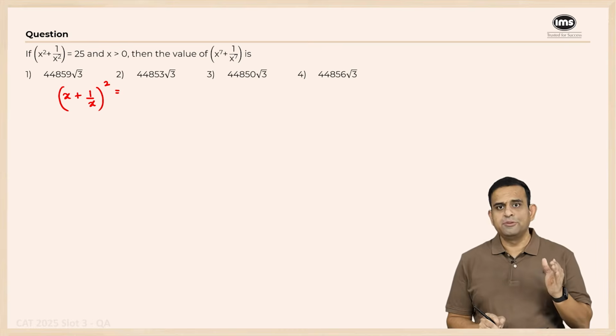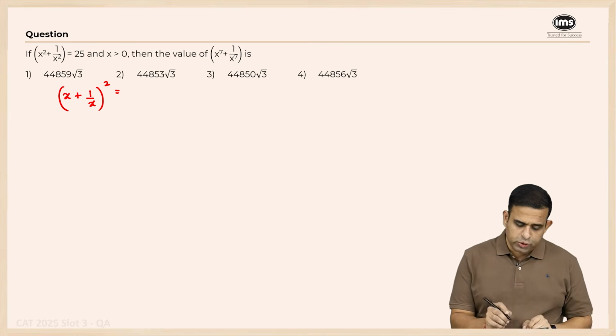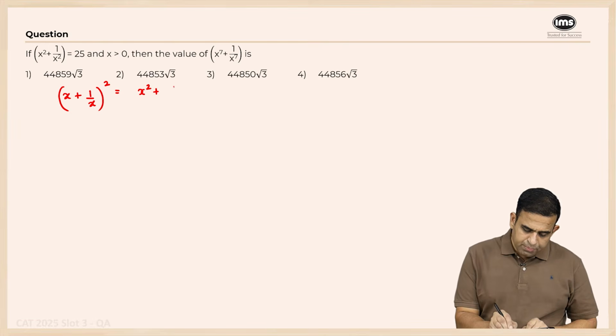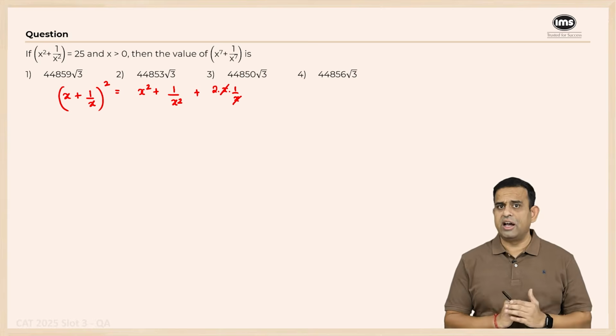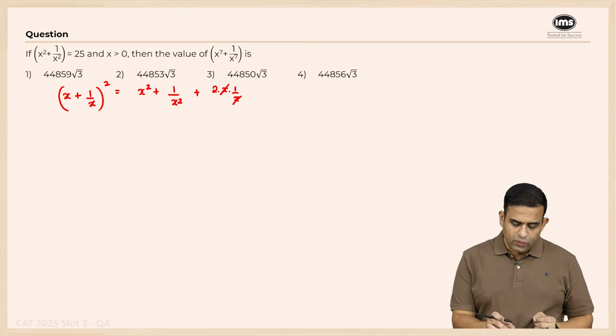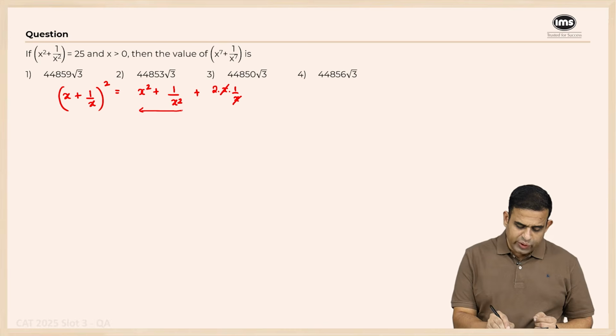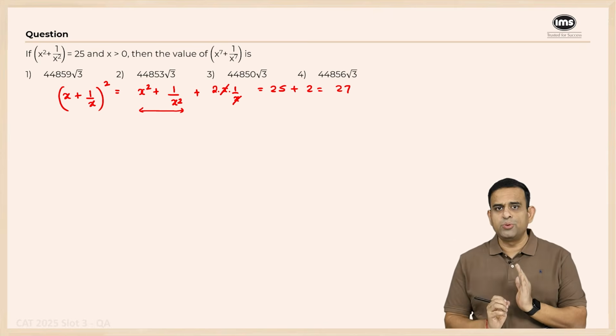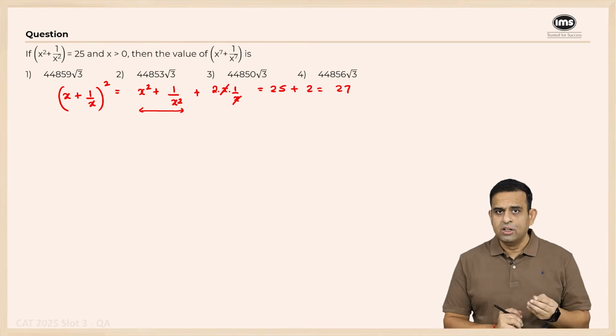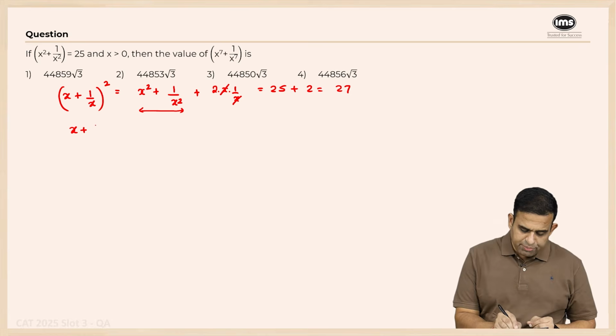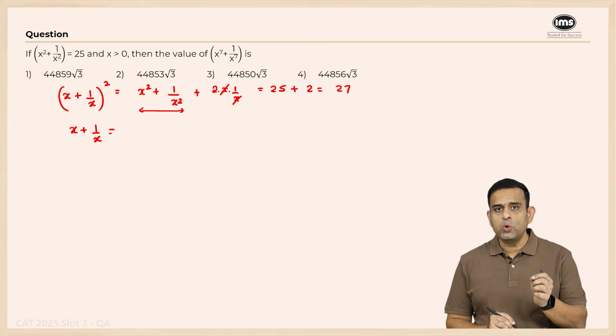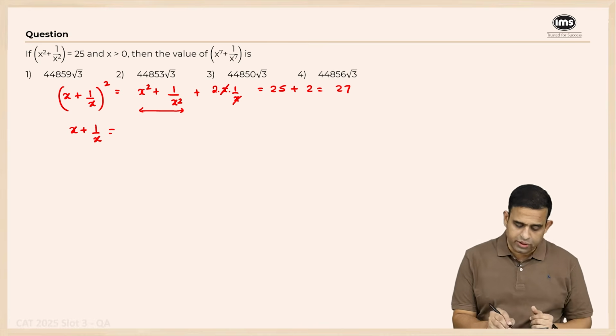We're using the formula of a plus b whole square, as I told, a square plus b square plus 2ab. This will be equal to x square plus 1 upon x square plus 2 into x into 1 by x, and this will get cancelled out as x is positive. Then if I put the value of x square plus 1 upon x square as 25, 25 plus 2 will become 27. So x plus 1 upon x whole square is equal to 27. If I now take the square root, x plus 1 upon x will be equal to root 27, which corresponds to 3 root 3.